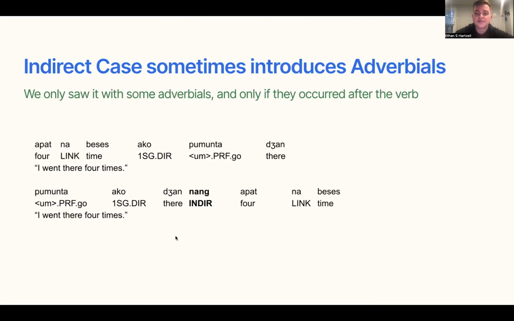Indirect case can also sometimes introduce adverbials. We only saw, I think, one or two examples of this, but a lot of times adverbs precede everything. So you can get, I went there 4 times as apat na veces ako pumunta dyan. But if you want to postpose the adverb, you need to introduce it with nang. Pumunta ako dyan ng apat na beses. But this doesn't seem to be true of all adverbials. Some of them didn't get nang.